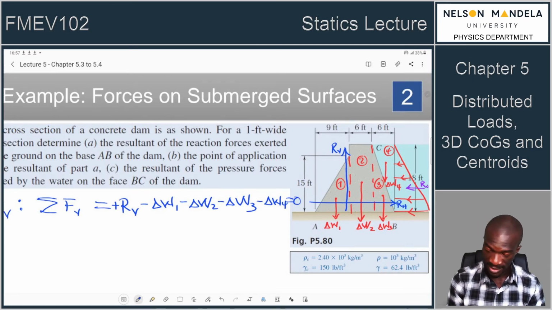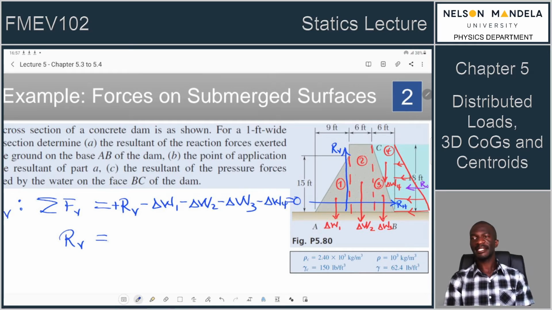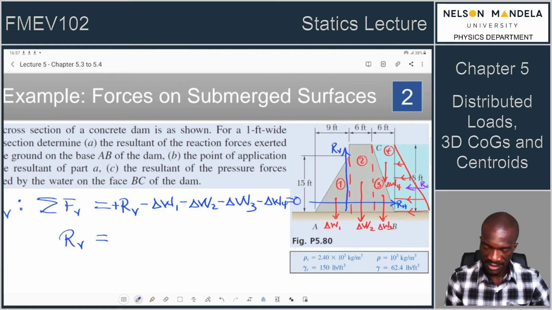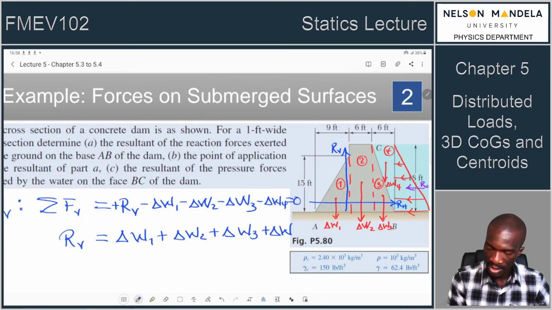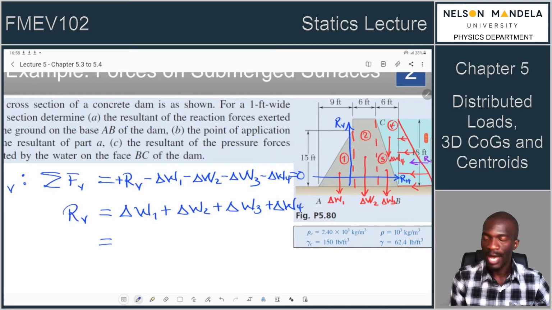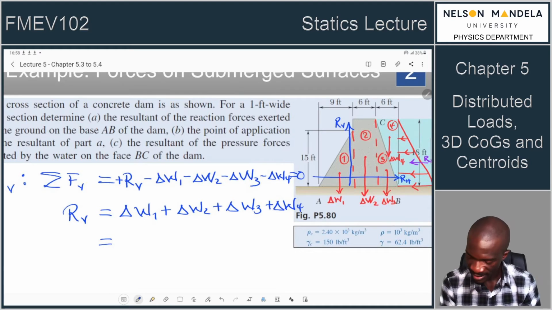So in that case, this means that your low-hanging fruit is found by just calculating your reaction in the vertical, which is the resultant reaction. So that's our reaction in the vertical. We've got our weights, so that would be delta weight 1 plus delta weight 2 plus delta weight 3 plus delta weight 4. How can we find the weight when we are given their densities, right?